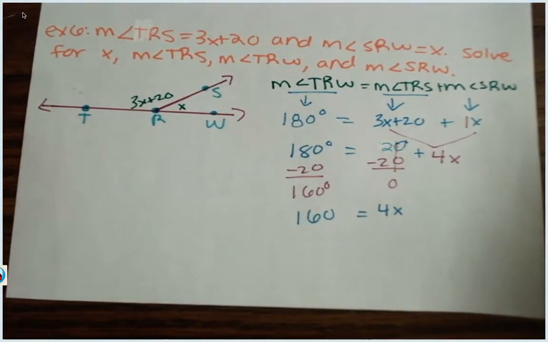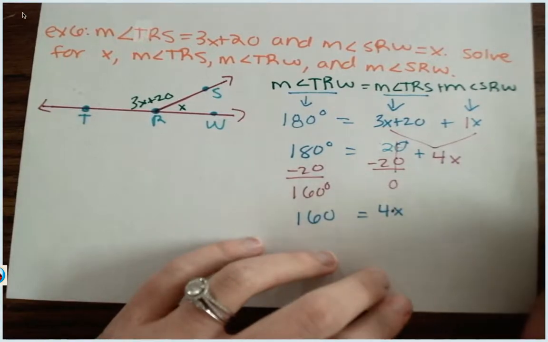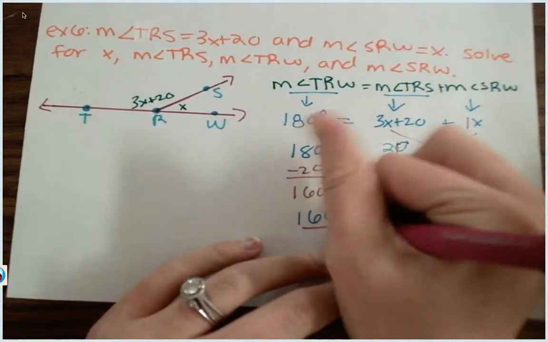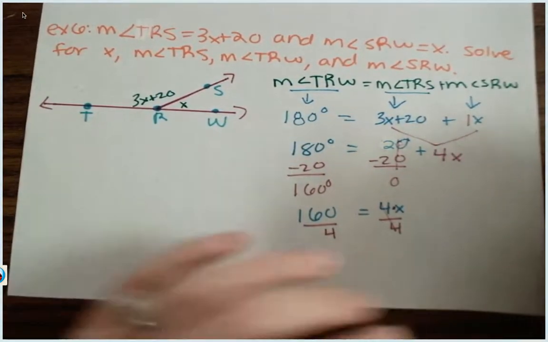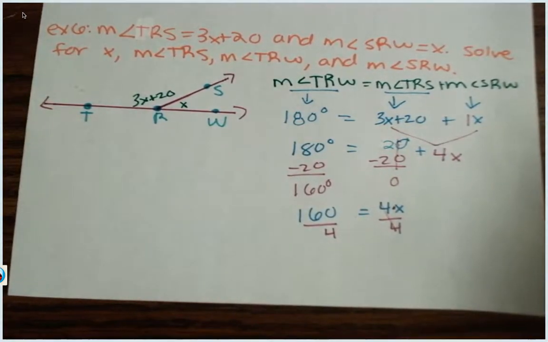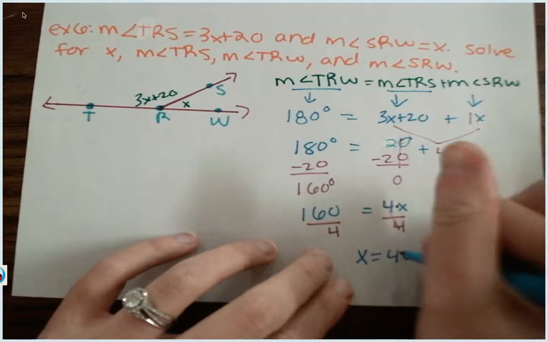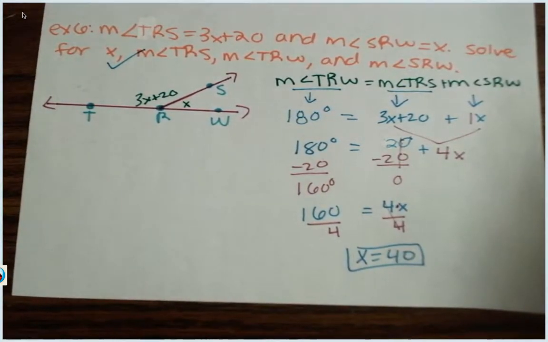Now we need to solve this for x, and the 4 is secretly multiplying the x. The way I move that to the other side is by dividing both sides by 4. 4 divided by 4 cancels and turns to 1, and 160 divided by 4 gives me 40. So x equals 40. We just found one of our pieces, the x.